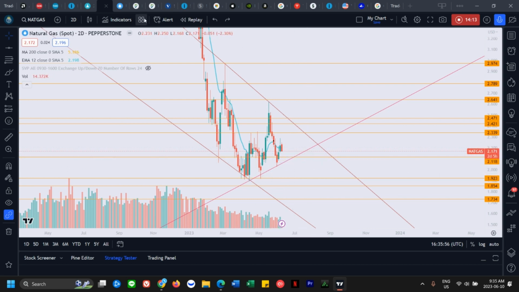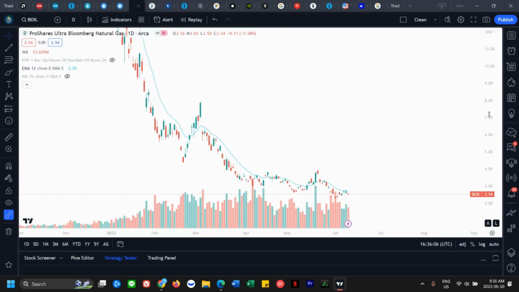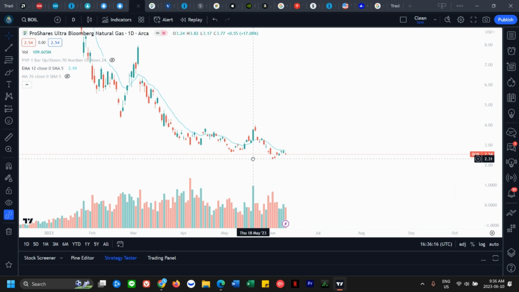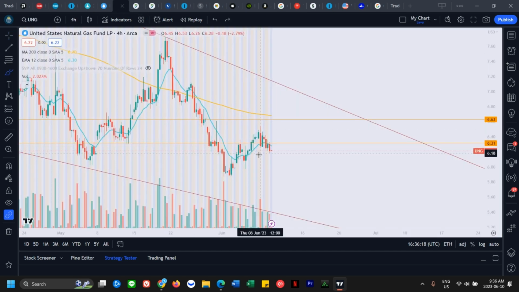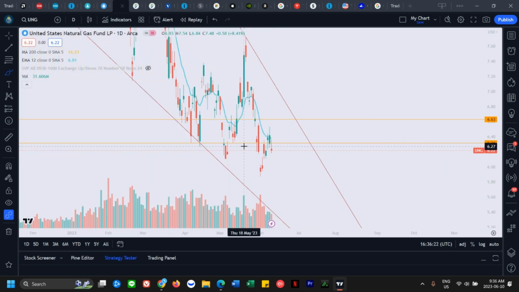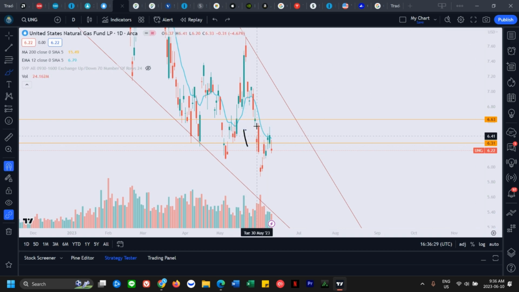If that uptrend support line holds. All right, so if you are a scalper and you like trading natural gas for volatility, you can trade BOIL, which is a leveraged 2x ETF for UNG. You can see just from this one day move, 17% on May. And if you go to that day on UNG, you can see that move was right here. That's an 8.4% move.